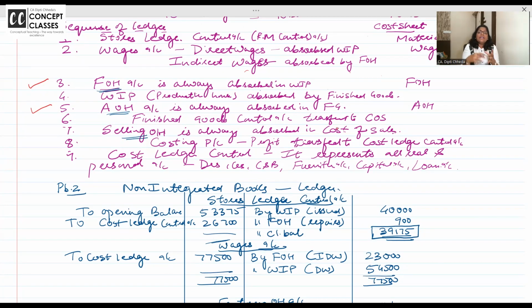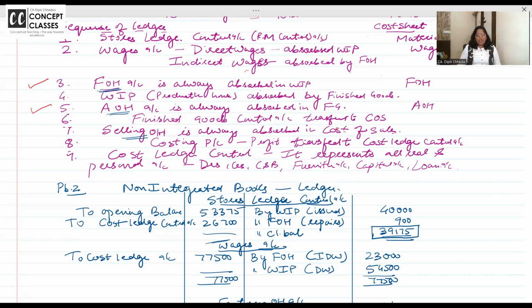If admin overhead is general, can we absorb it directly in the selling and distribution overhead and cost of sales? Yes. So admin overhead is absorbed in finished goods. Okay, finished goods are what? These are the cost of the production, goods which are ready. Out of that, whatever is sold is absorbed or transferred to cost of sales.